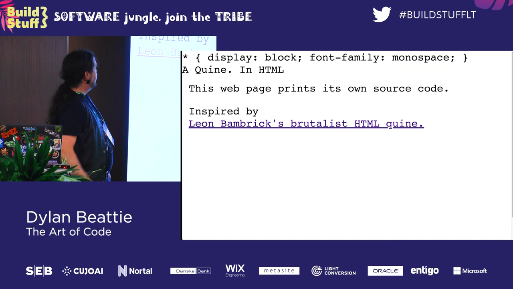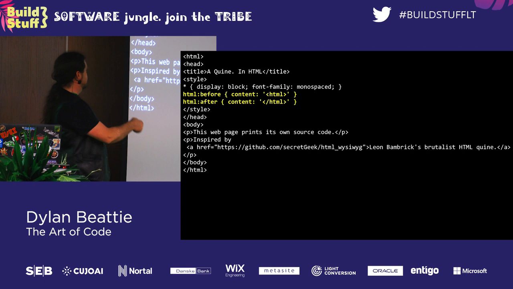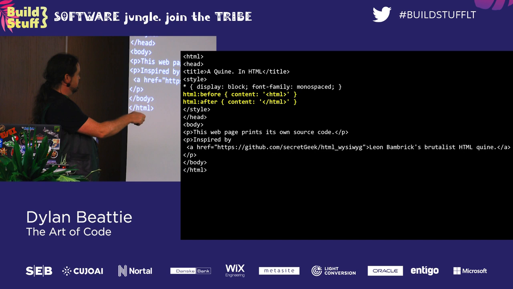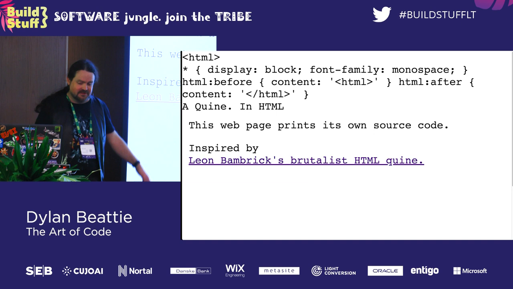Our CSS and our title are now appearing in the page code, on the page rendered output. Now we're going to start exploiting some more CSS rules. We're going to say, well, the HTML element, before one of those, put this content. And after it, put this content. And we refresh again. And there we go. We've got HTML. Now, slash HTML is actually here, because it doesn't know where to draw it, but it is there. And if you could scroll down on the screen, you'd see it.